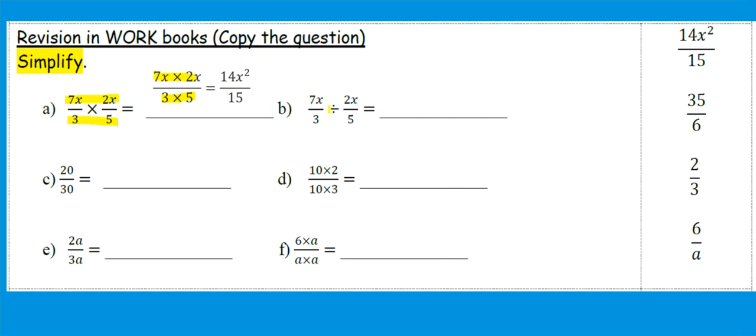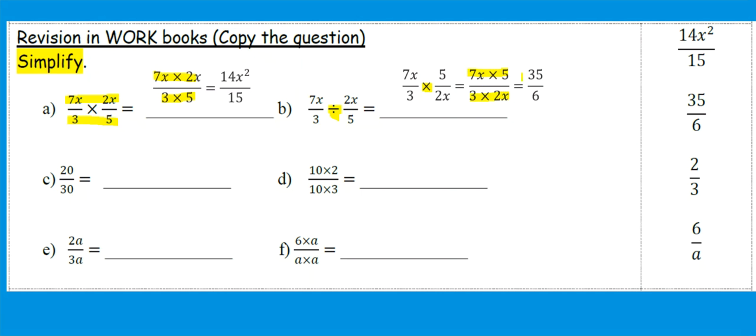When we divide, we need to slightly change the procedure. So we can invert and multiply. We can flip the fraction. So instead of 2x over 5, it becomes 5 over 2x, and the divide becomes a times. Now we can times the top numbers and the bottom numbers.